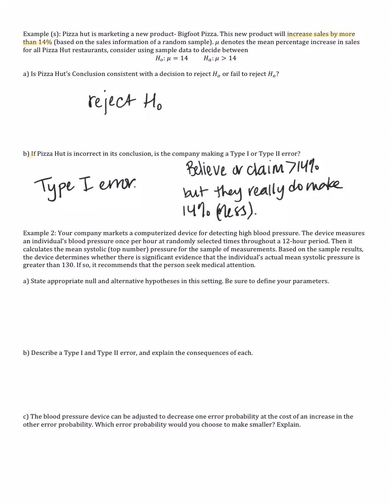Example 2. Your company markets a computerized device for detecting high blood pressure. The device measures an individual's blood pressure once per hour at randomly selected times throughout a 12-hour period. Then it calculates the mean systolic pressure for the sample of measurements. Based on the sample results, the device determines whether there's significant evidence that the individual's actual mean systolic blood pressure is greater than 130. If it is, then we recommend the person seek medical attention. Okay.